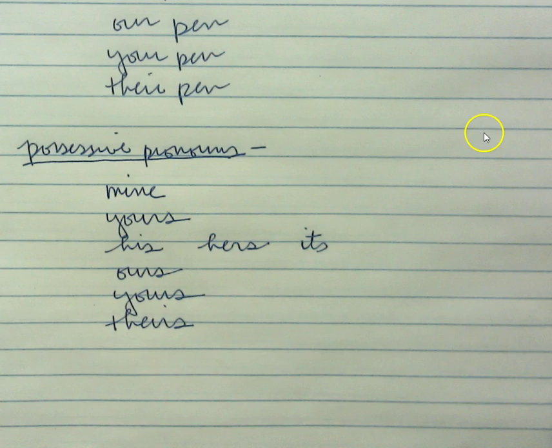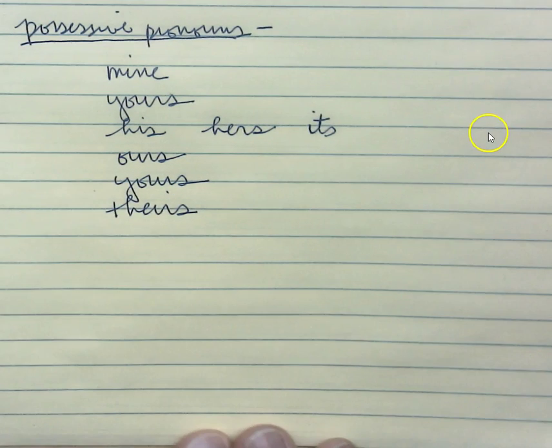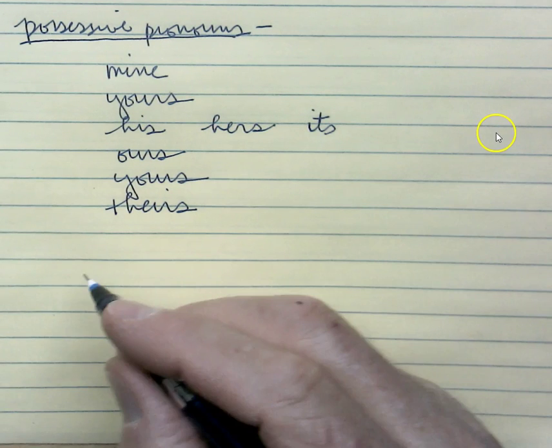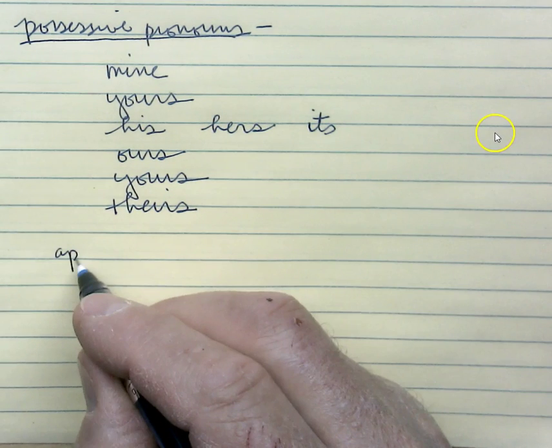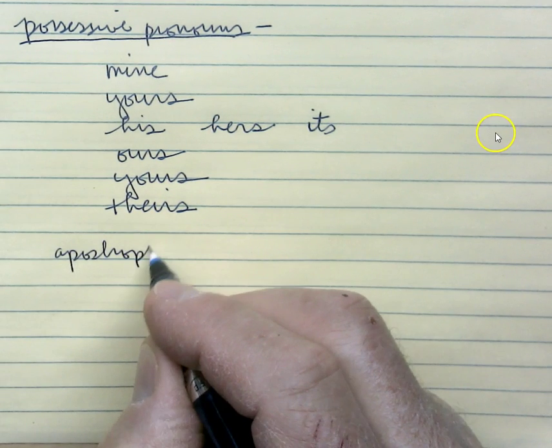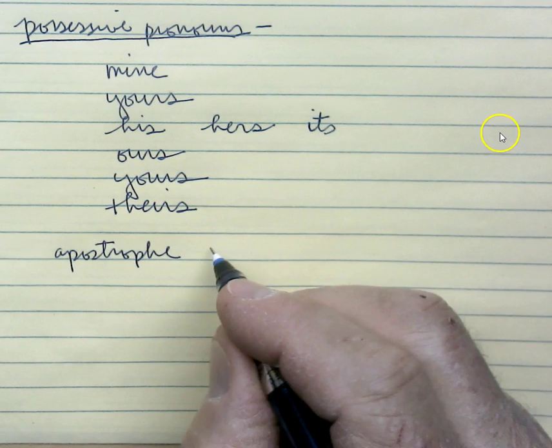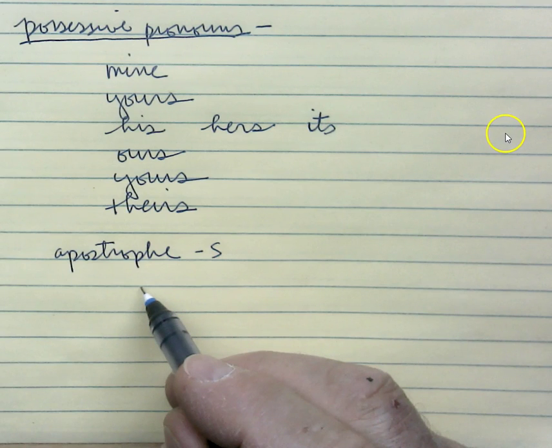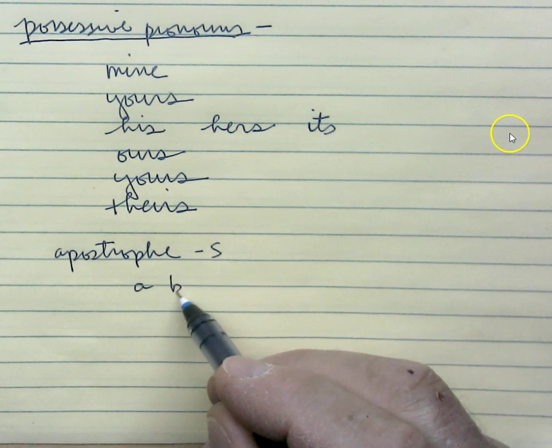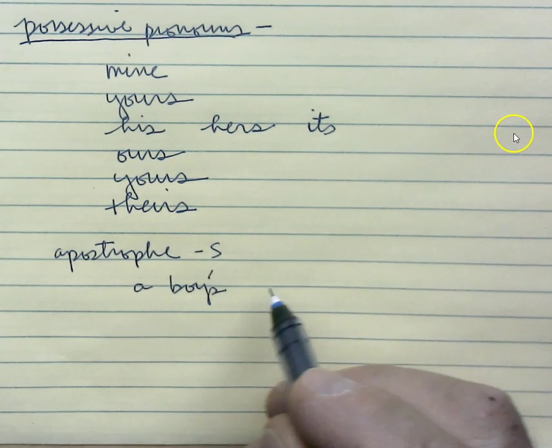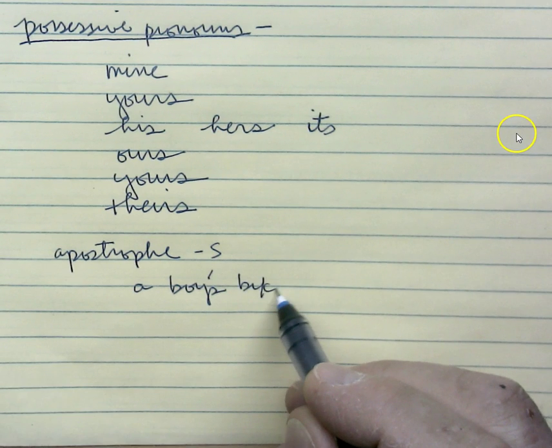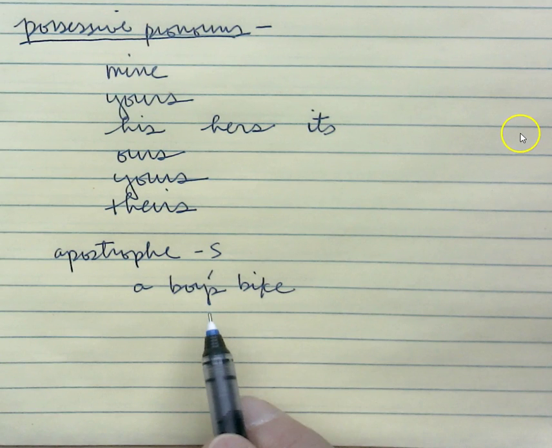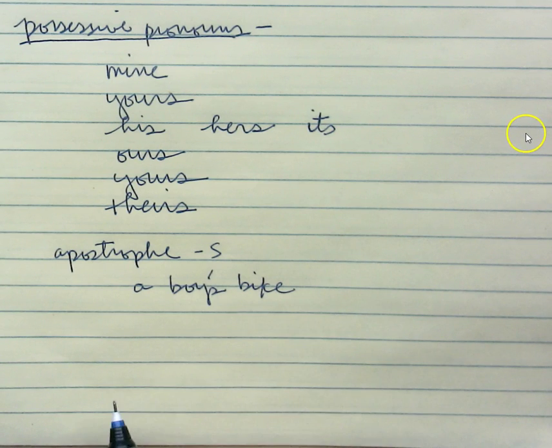Now, Standard English has a third way to signal possession, and that's by adding apostrophe S. For example, a boy's bike. We can see the bike belongs to the boy because it's apostrophe S.